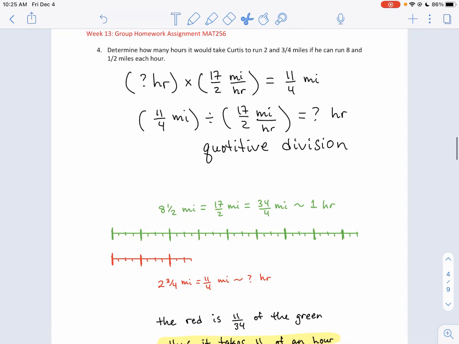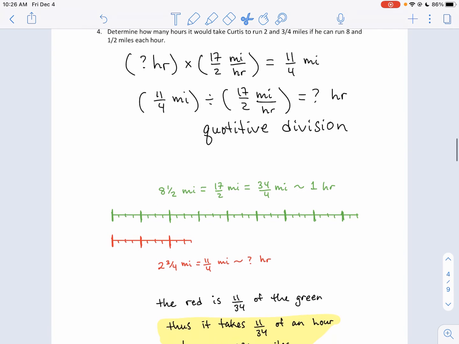Number 4, we are told that Curtis can run 8.5 miles each hour. That's 17 halves miles per hour. That's the multiplicand. We're curious how long it will take. So how many hours will it take to run 11/4 miles? So it's a missing multiplier, quotative division at play.